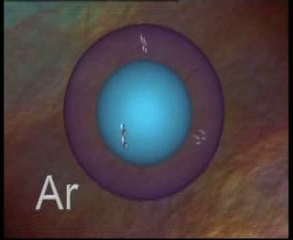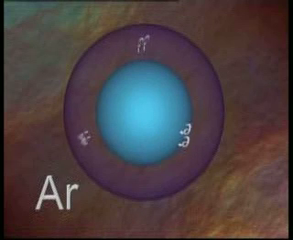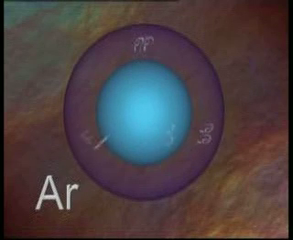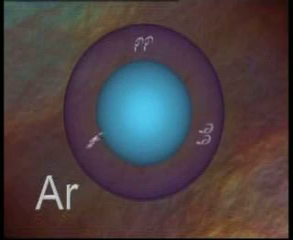The inert or noble gases all have full outer shells of 8 electrons and will not combine with other atoms.